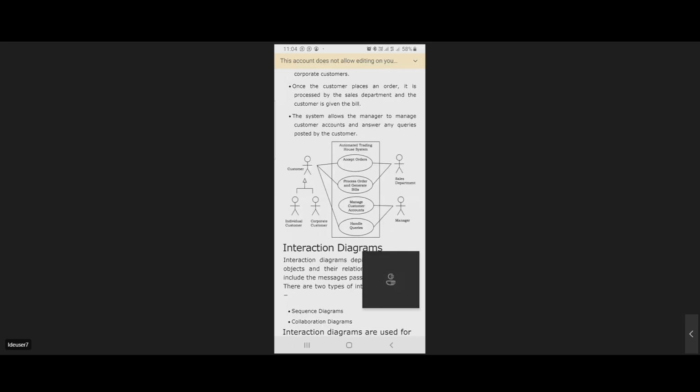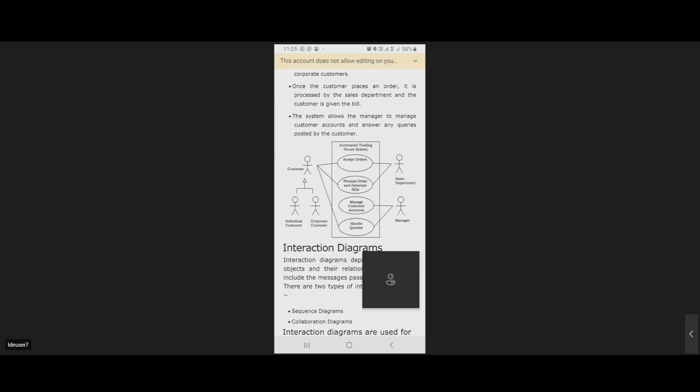Now see the actors here: individual customer and corporate customer. From the customer, we have two classifications, one is the individual customer and one is the corporate customer. On the right-hand side, the other actors are the sales department and the manager. So what tasks are performed by the automated trading house system? Accept orders, process orders and generate bills, manage customer accounts, and handle queries. These are the processes that come under this.